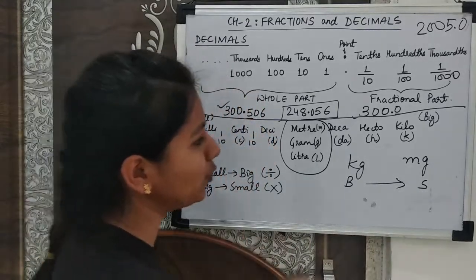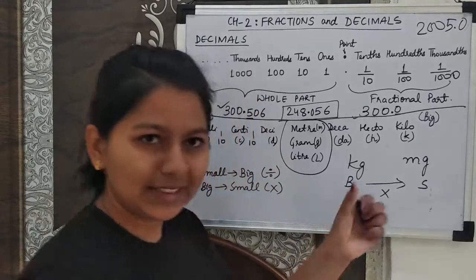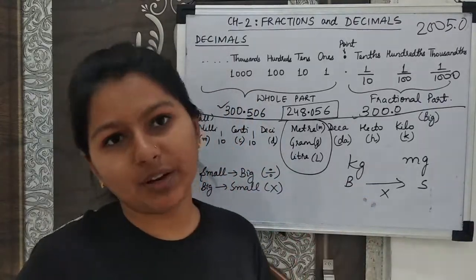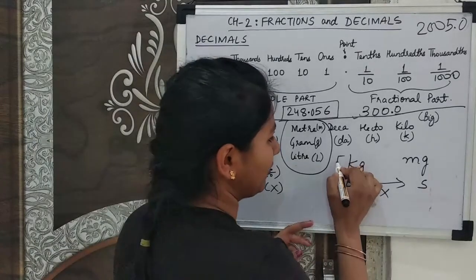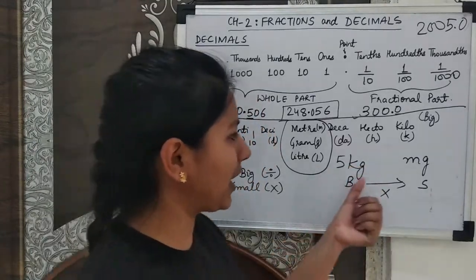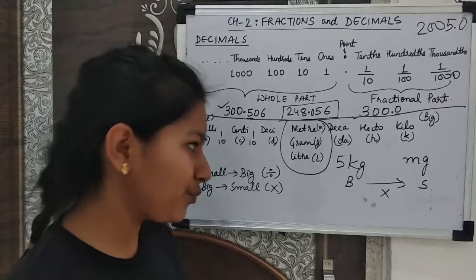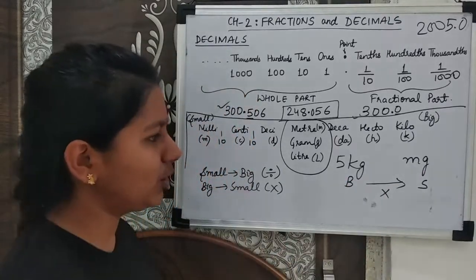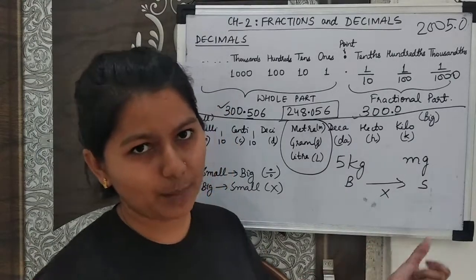So it's big unit to small unit. So what will I do? Multiply. Okay. This is clear that we have to multiply. Now, by which number do we have to multiply? Supposedly this is 5 kg. I want to convert 5 kg into milligram. We have seen that since I am converting a big unit to a small unit, I need to multiply.